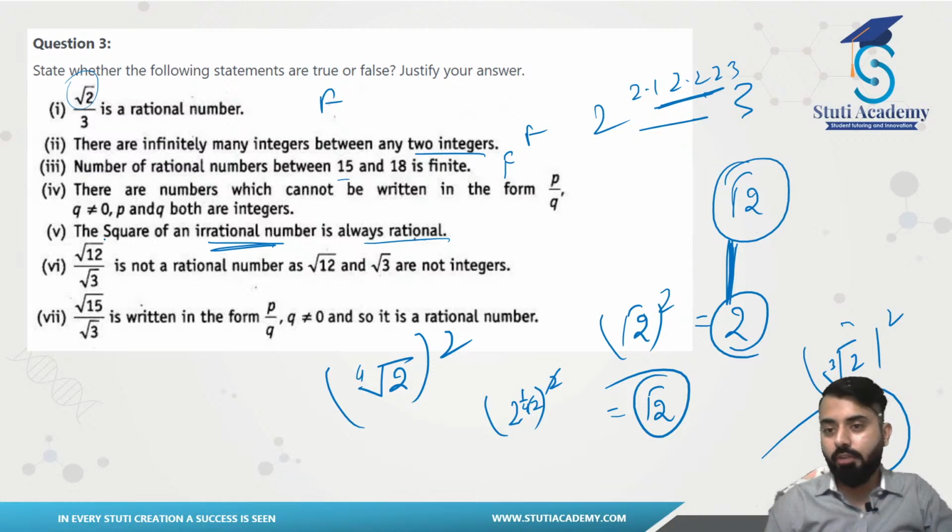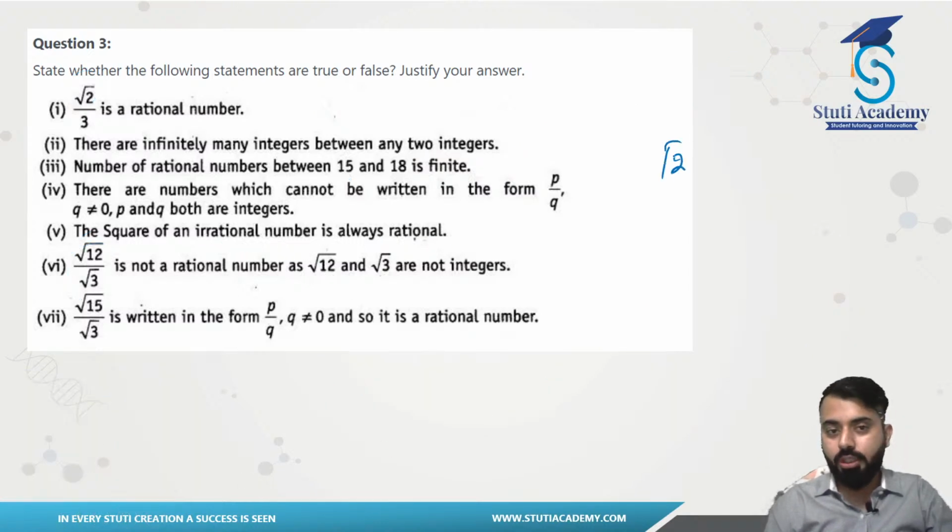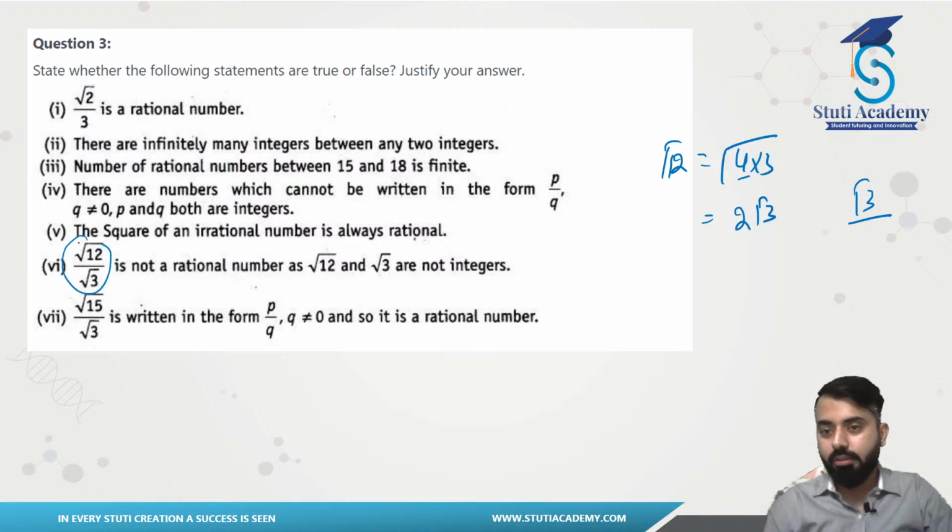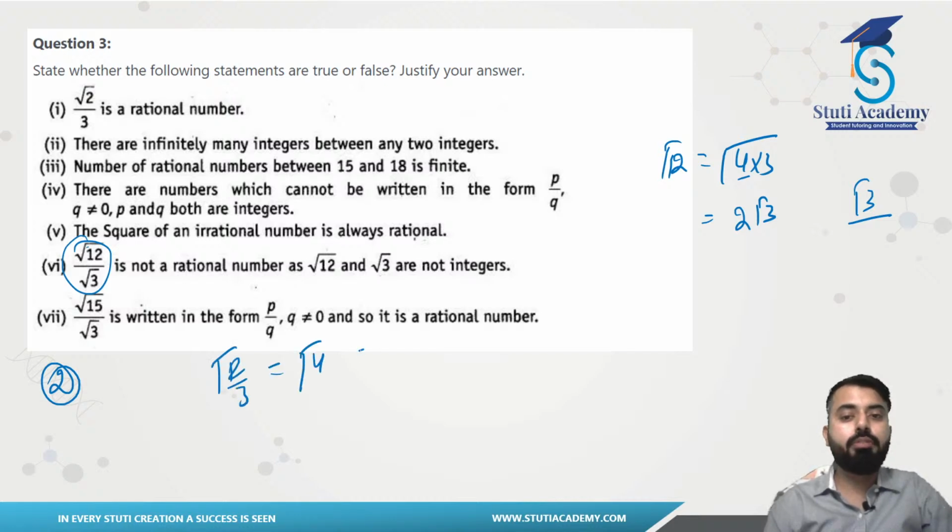Now, in this case, you have already solved this one. This will give you a rational number. Now you see, is there a rational number between these? You have to verify this. 12 is actually 4 into 3 under a square root. The square root of 4 is 2, so there will be 2 square root 3, and there is a square root 3. If you solve this, you get 12 over 3, that is square root 4, that is 2.